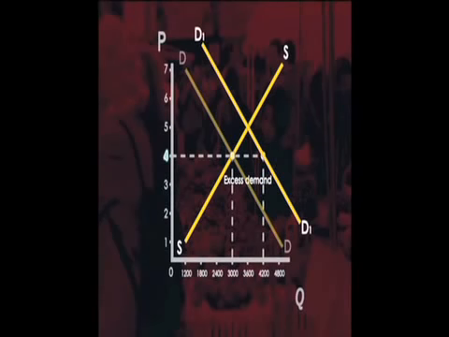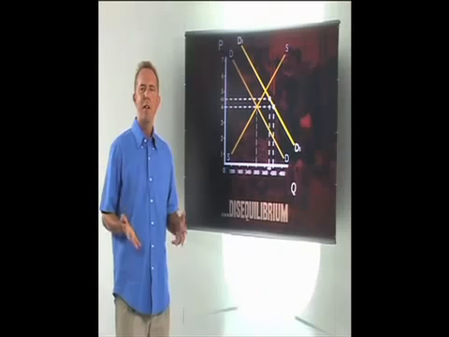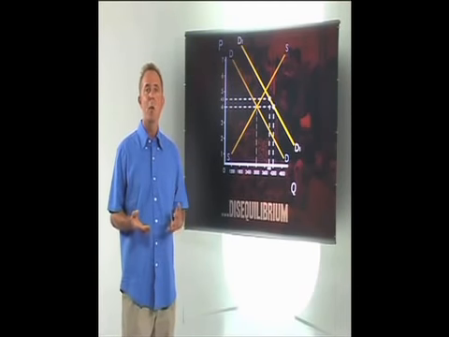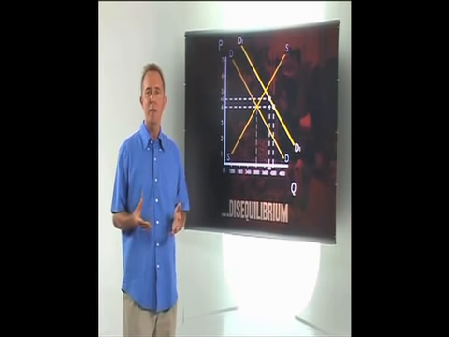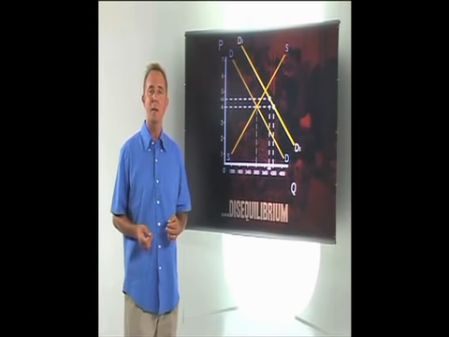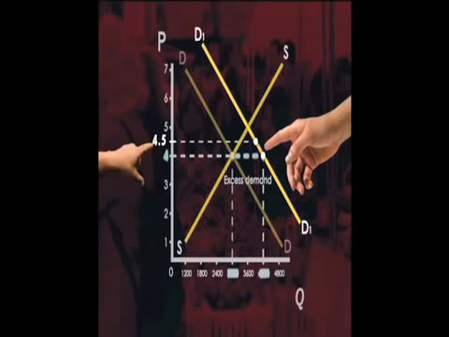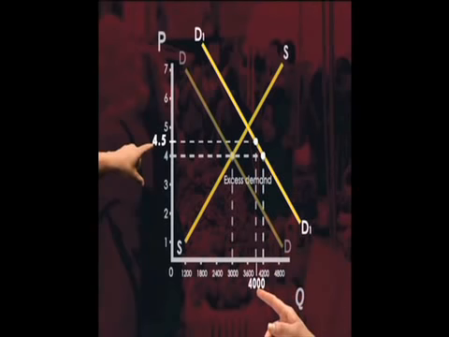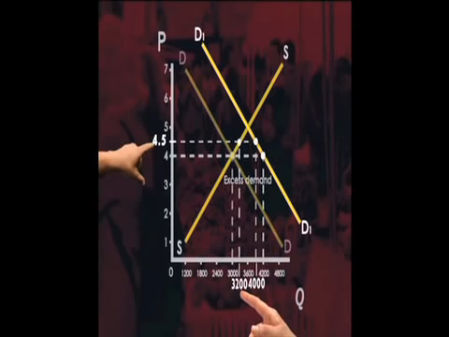Buyers now compete with one another, and this forces the price to rise. And as the price starts to rise, the quantity demanded by buyers decreases, while the quantity supplied starts to increase, reducing the excess demand. If the price rises from £4 to £4.50, quantity demanded drops from 4,200 to 4,000 pieces, while quantity supplied increases from 3,000 to 3,200 pieces. The excess demand is now smaller.